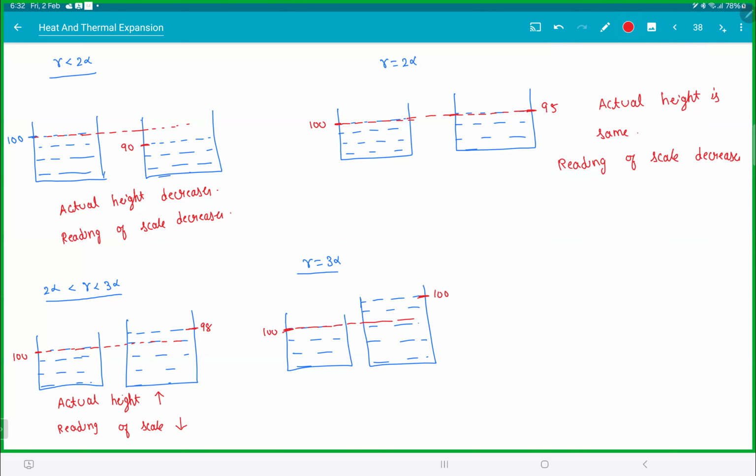Is it making sense? Gamma 3 alpha means apparent expansion is 0. Meaning with respect to the container, it will never think the reading has changed. So here the actual height increases, the reading of the scale remains the same. So don't get confused with gamma 2 alpha. Actual height is different, apparent height is different. Actual height increases, reading is the same. I hope the numbers are making sense.